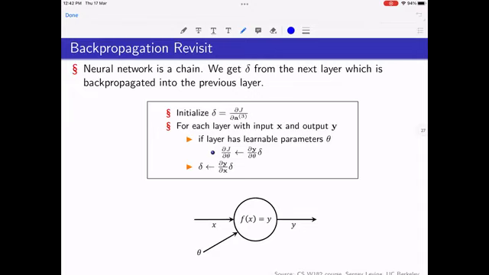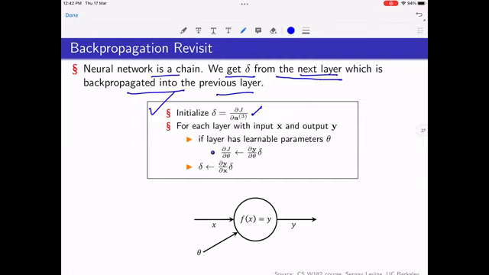So the revisit is completed, and this is the summary. The neural network is a chain. We get delta from the next layer, and you remember what I told about the next layer? Next layer is the layer on the right hand side, which is back propagated into the previous layer. And this is the algorithm. You initialize the delta with the derivative of the loss function with respect to the last layer pre-activation.